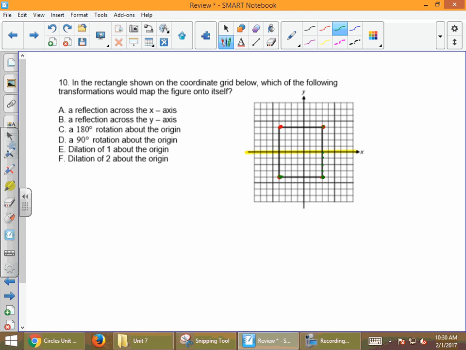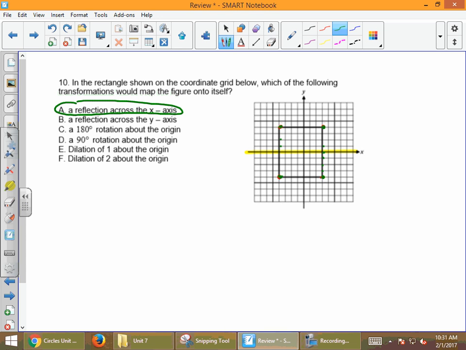Let's do the other points to see if this wasn't a fluke. Go up. 1, 2, 3, 4. 1, 2, 3, 4. Those map on. 1, 2, 3, 4. 1, 2, 3, 4. Yes, it does. So can I reflect across the x-axis for this one? Would that make the same exact shape? Would it map onto itself? Sweet, it does.